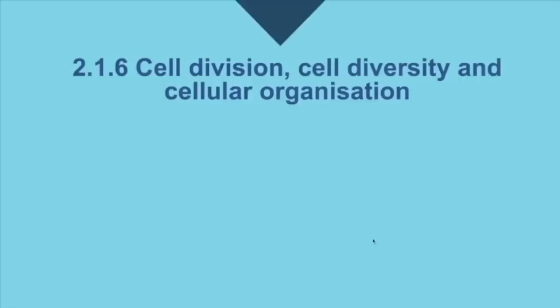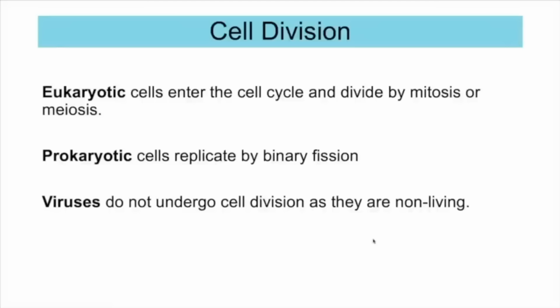Cell division, cell diversity, and cellular organization. So cell division, first of all: in eukaryotic cells, they enter the cell cycle and then divide by mitosis or meiosis. Prokaryotic cells replicate by binary fission, and then viruses do not undergo cell division as they are non-living.